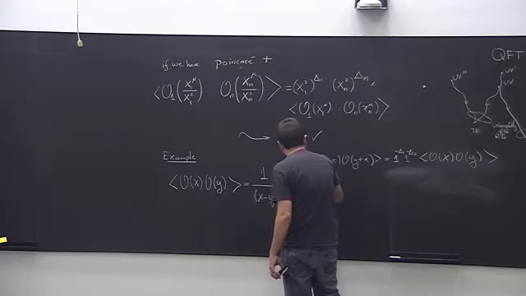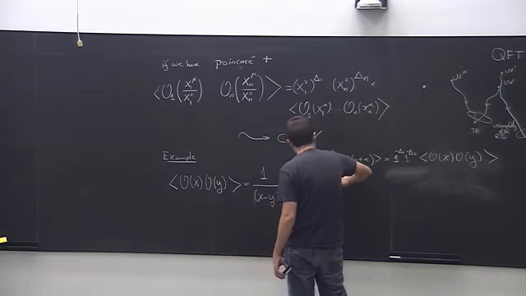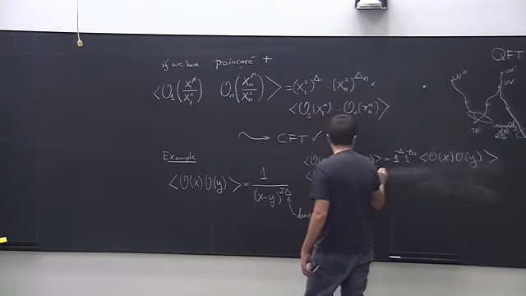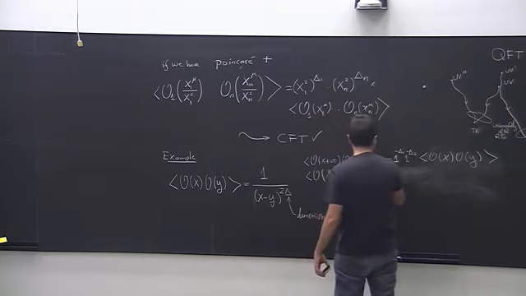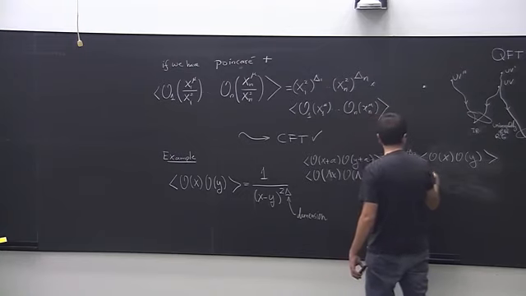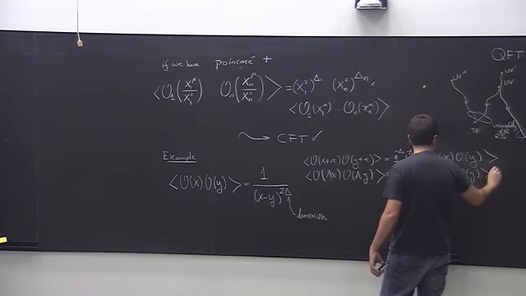For dilatations, we can ask O of lambda x. Oh, okay, let's first do rotations. Rotation. Lambda x, lambda y. This is just a finite rotation. Again, the rotation doesn't rescale anything, so you have 1 times your original correlation function.